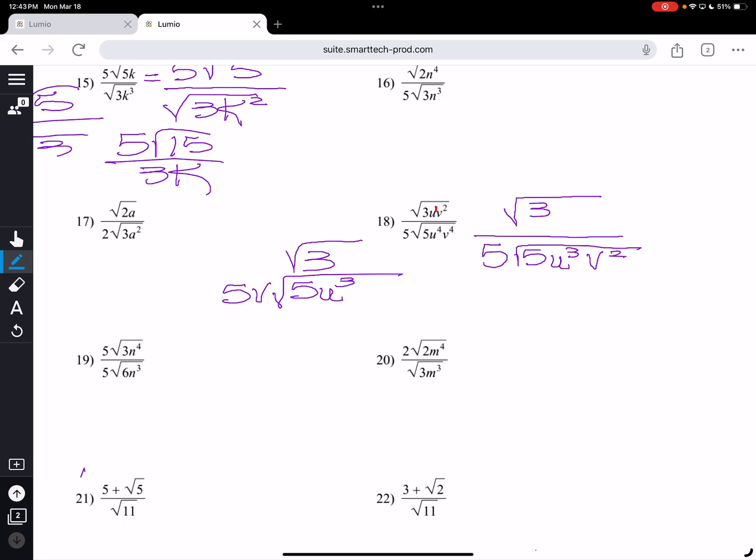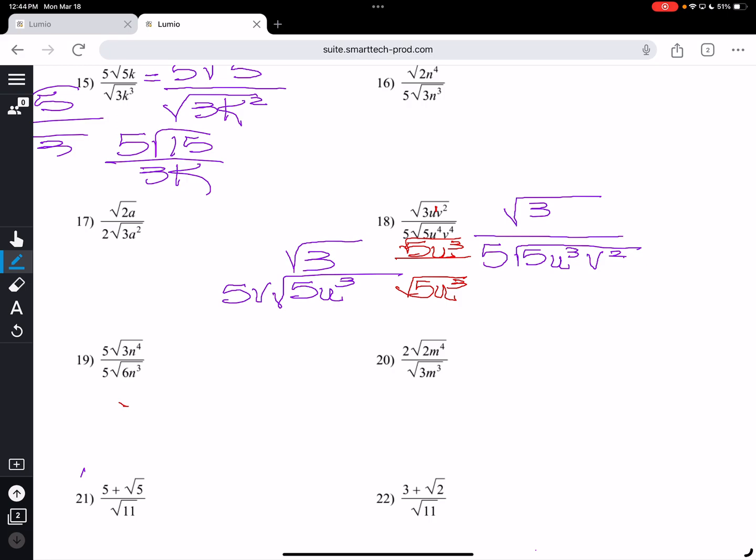Wait, so the u and v are touching? No, there's no touching. They're basically just separated, just like the other u and v. Do we have to FOIL the radical 5u to the third times radical 5u to the third? They're not binomials. So not yet. 25u to the 9th.